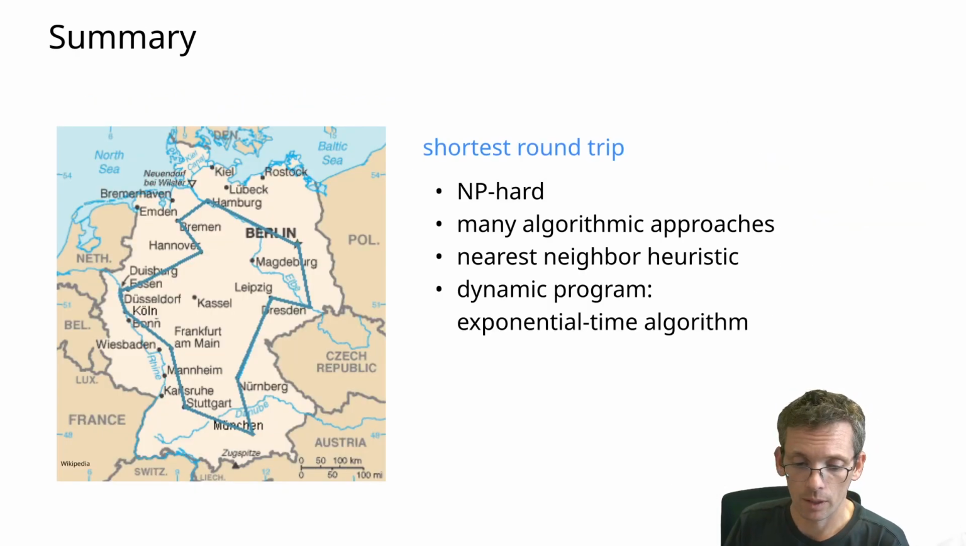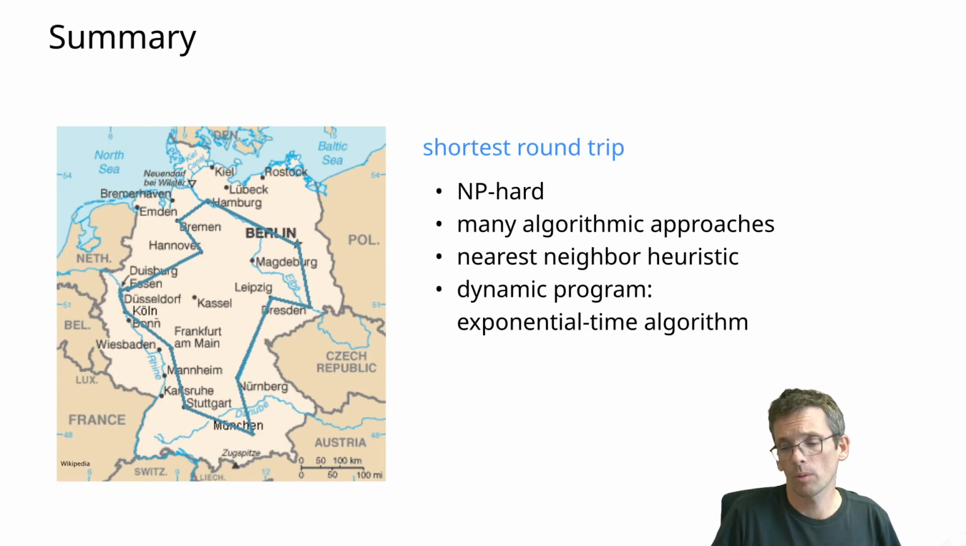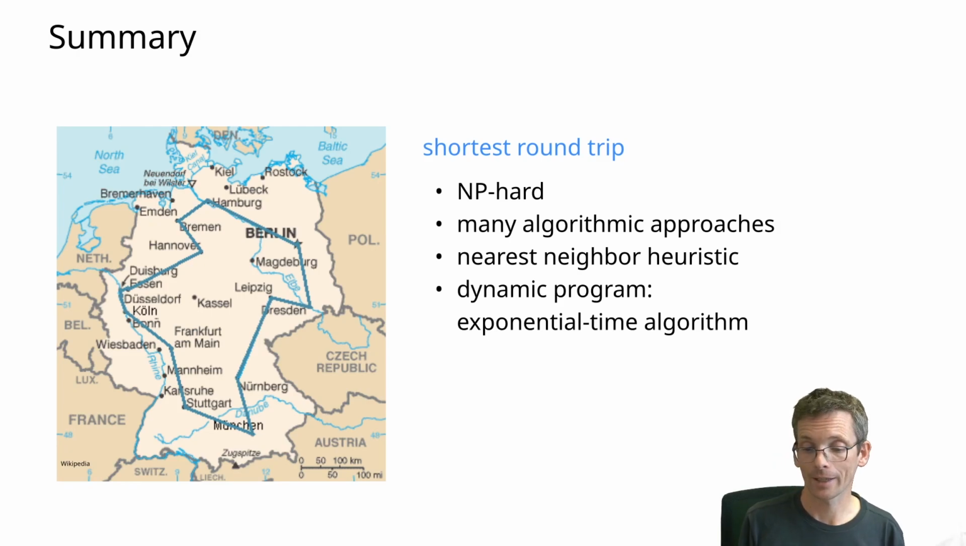What have we seen here? We have seen the traveling salesperson problem, the shortest round trip problem. It's an NP-hard problem. There are many algorithmic approaches. We looked briefly at the nearest neighbor heuristic, and then this dynamic program, which gives us an exponential running time, but also an exact solution.